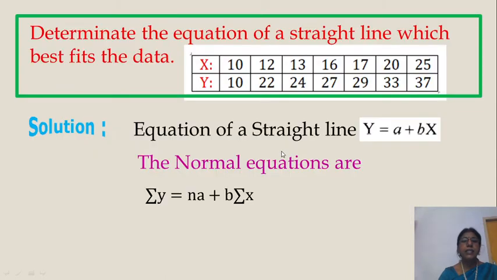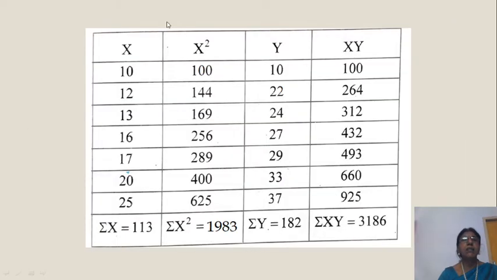Now we need to get these two equations. We need Σy, Σx, Σxy, Σx². So we need Σx², Σx, Σy from tables. This is x, this is y. Then you find x into y values, then x square values. So here we need these four values: Σx, Σy, Σxy, Σx². So by using this data, frame the table to get the normal equations. First x values, then x square, y values, x into y.